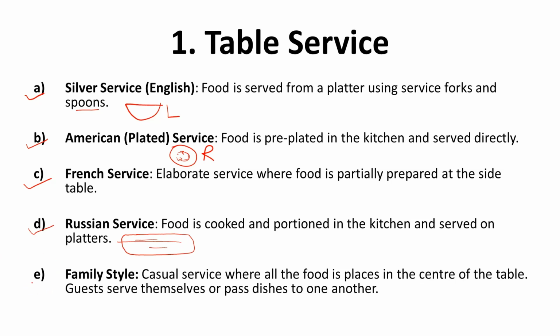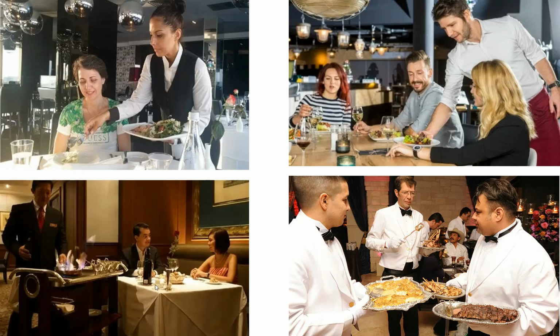Number five table service is the family style casual service, where all the food is placed in the center of the table. Guests serve themselves or pass dishes to one another. The food will be just placed in the middle of the table by the service staff, and guests will take for themselves. They will pass the food around between them. So these are the five main table services.